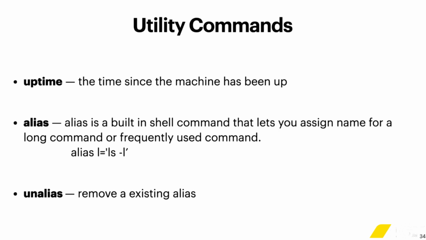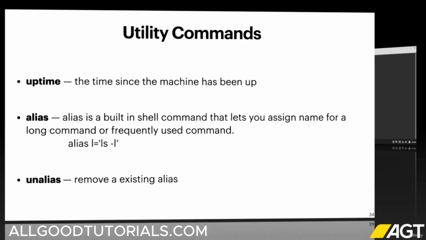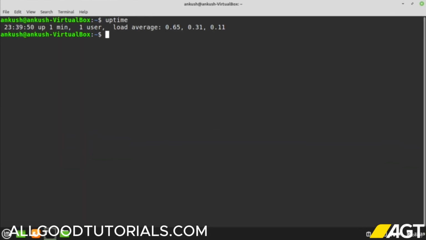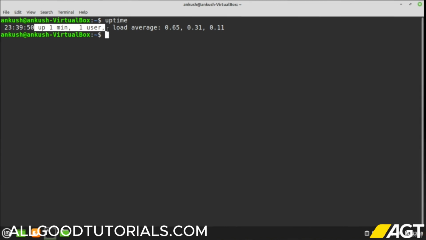Uptime will give the time since the machine has been up. So if a server has been running for days or many months, it will just give that out. So let's see since when my machine has been up, and then we will look at alias. So I did uptime. So it is just saying that it has been up for 1 minute. So I just restarted this because I just gave the shutdown command. So it has been up for just 1 minute.